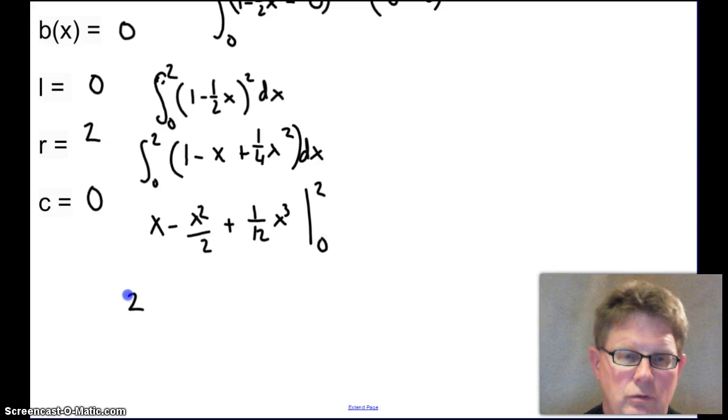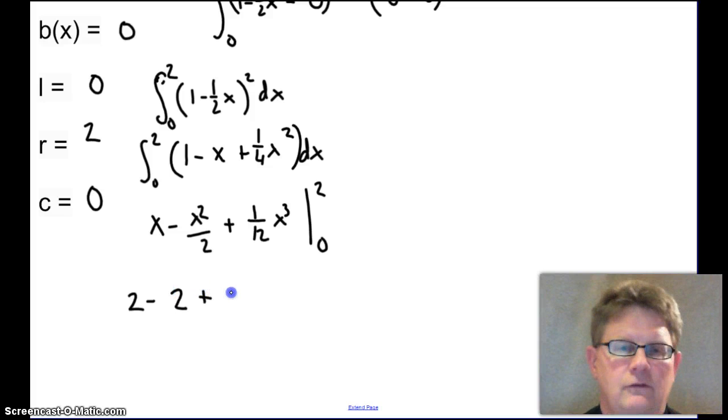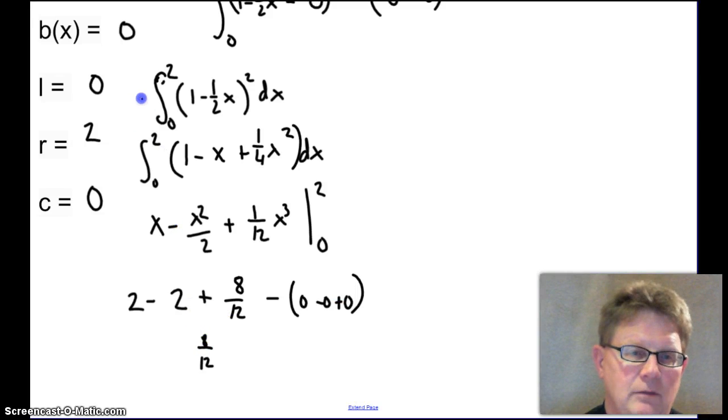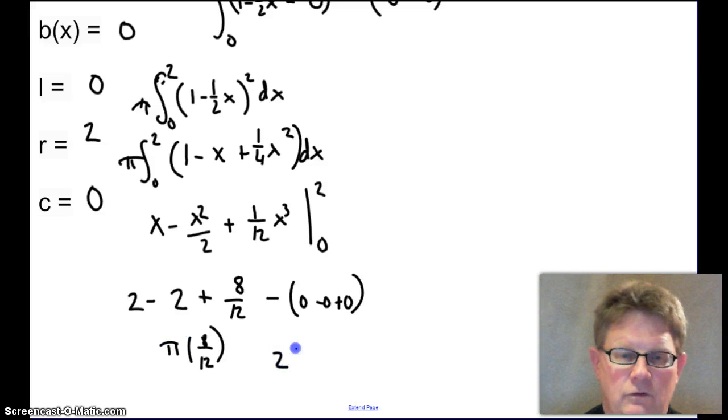So 2 minus 4 over 2 is 2 plus 2 cubed, 8 over 12, minus 0 minus 0 plus 0, 8/12. And we already knew, oops, I forgot to multiply by pi, you guys. Pi times that integral, so pi times 8/12, which again is 2 pi over 3, which we already knew was the volume. Alright, let's try the next one.